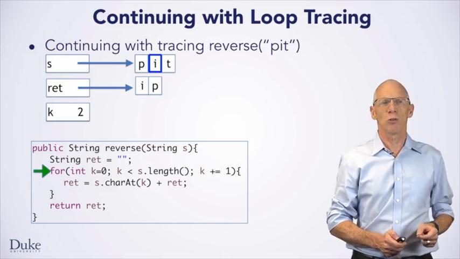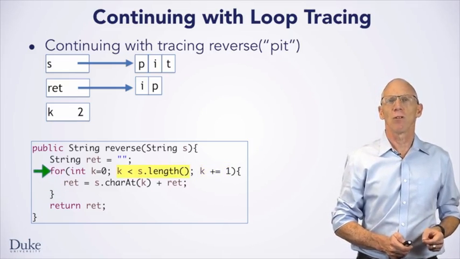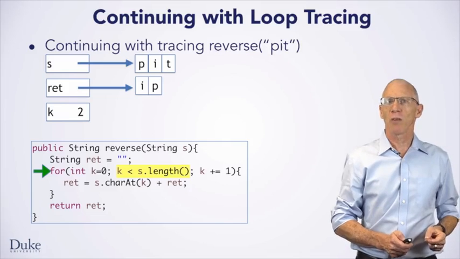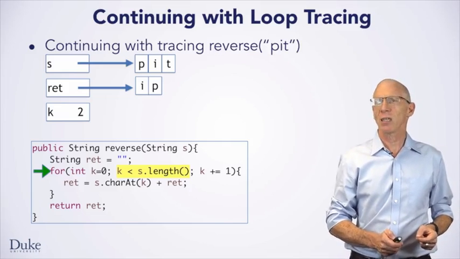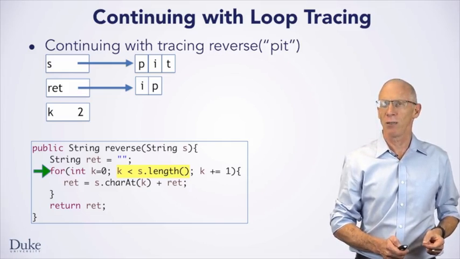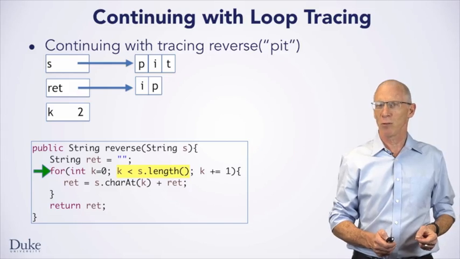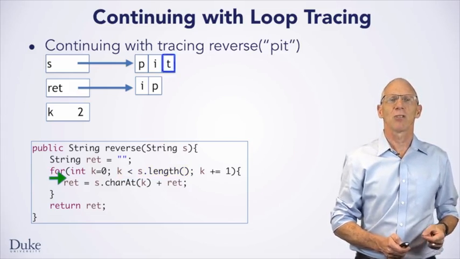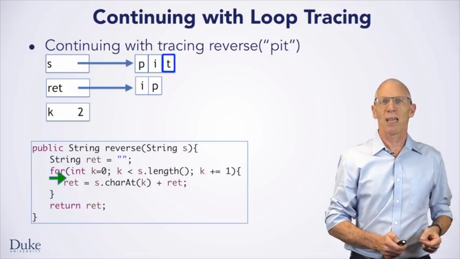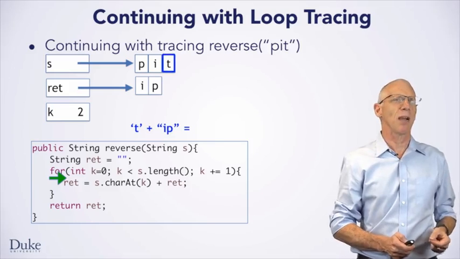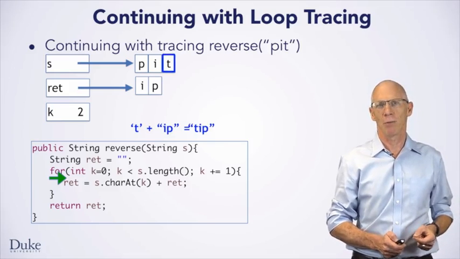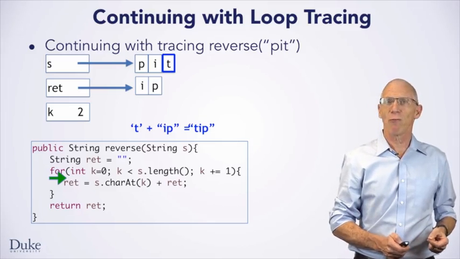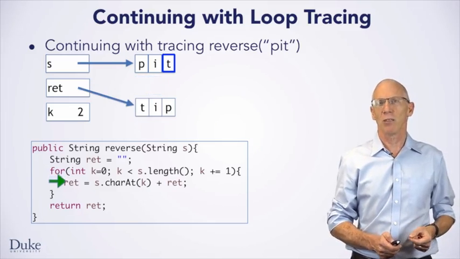We'll now trace through the last iteration of the loop. The local variable ret has the value ip. The loop variable k has the value 2, and as we can see here, the loop guard will be evaluated. Since 2 is less than 3, the guard is true, and the loop body executes. s.charAt(2) evaluates to t, as you can see here. The character t is prepended to the string ip to form the string tip. Variable ret now references tip, and the loop continues.